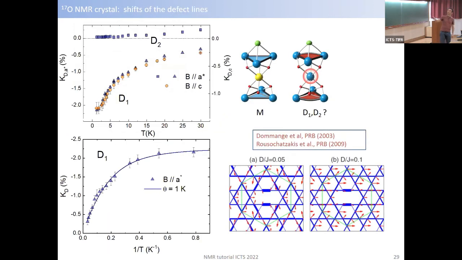And you can try to measure also the susceptibility when you are close to a defect. And that's very interesting also. If you remember what I said about defects in the spin one chain, here you can try to get the same physics for the Kagome lattice.